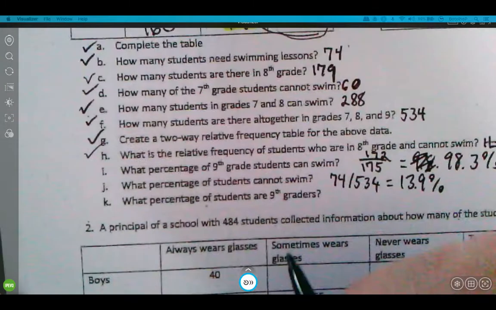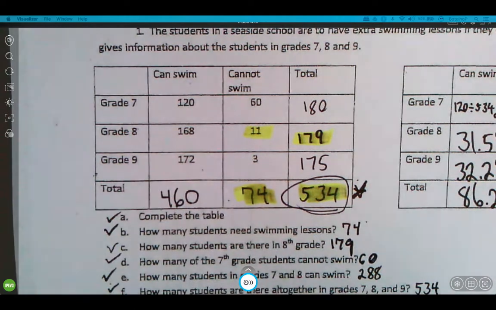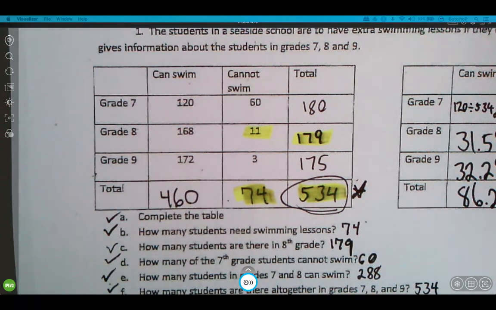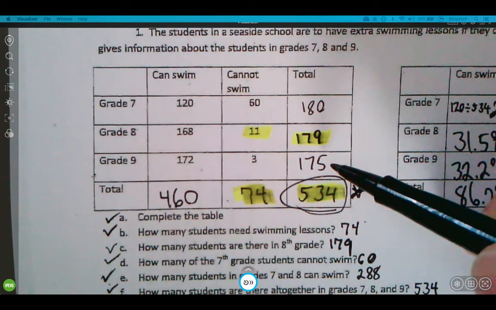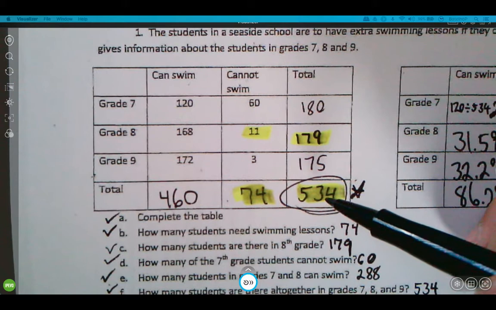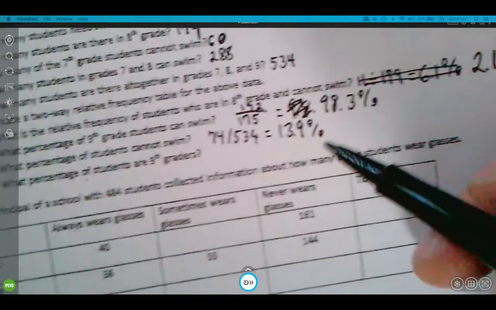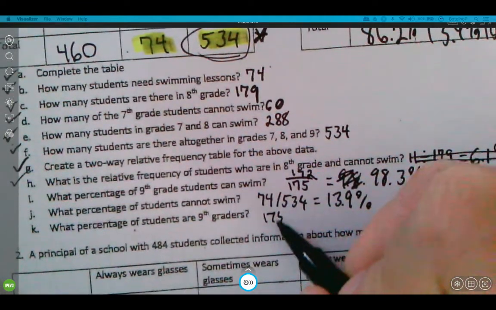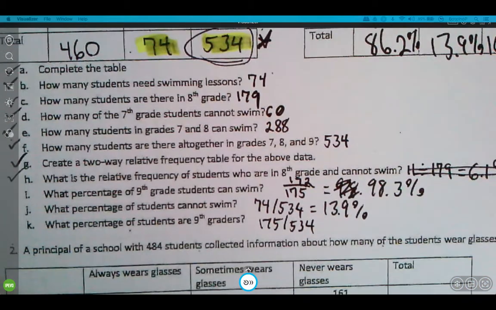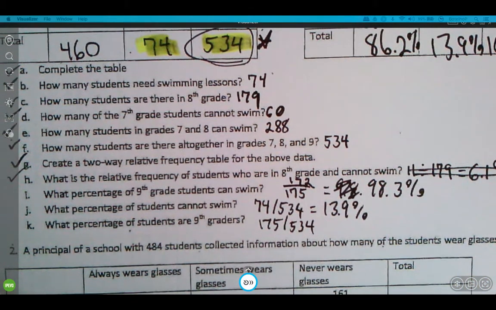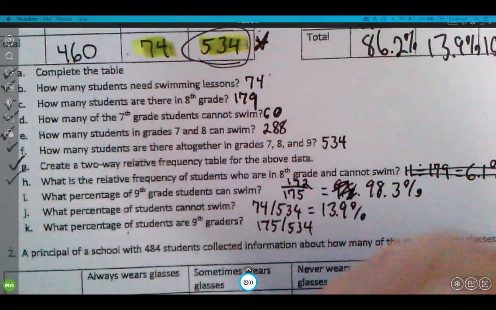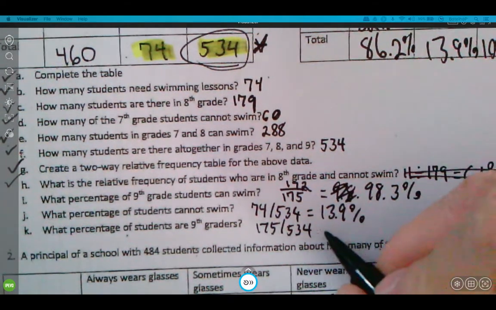And then what percentage of the students are just 9th graders? Maybe you can pause for a second. To get the percentage of 9th graders in this school, what would you divide? Hopefully you said you'd take 175 divided by 534, which you kind of already did here to get that number. But I'll just write it down so you know. 175 divided by 534, and I got 32.8%.